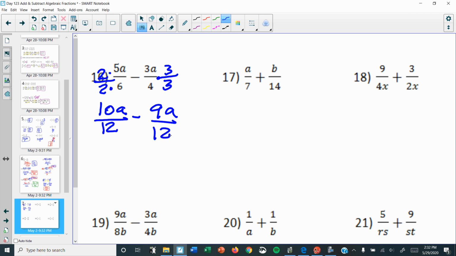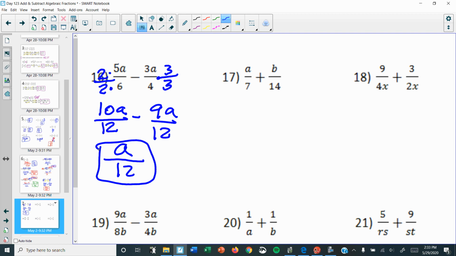Again, you know you did it correctly because the denominators have to be the same now. So 10a minus 9a is 1a. You could put the 1. You would never see that, though, on a multiple choice. 12 stays the same. 8 over 12.